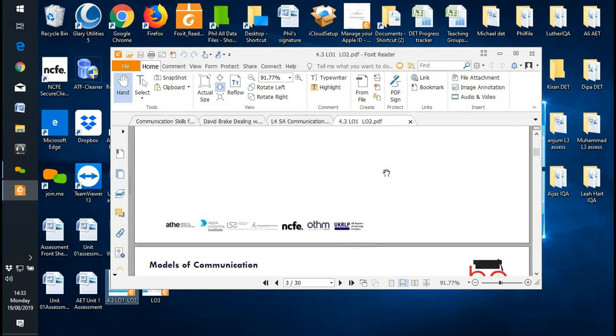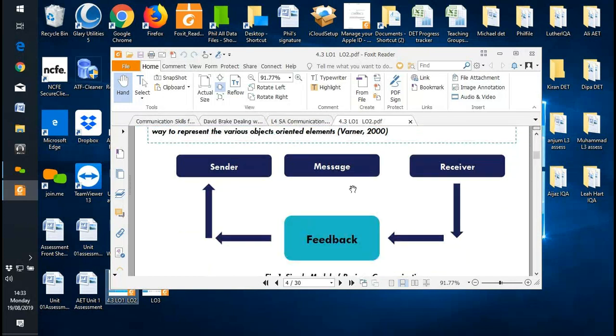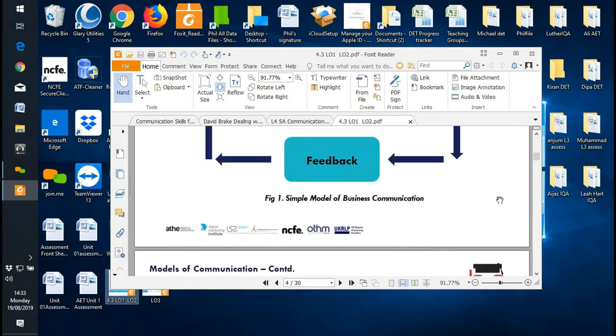So communication models. One business communication model, or a representation of the process, is that you have a sender. They send a message to the receiver, which decodes that message or receives it, and then feeds back that they have understood it or not understood it, as the case may be, or added more material to it so that the sender has more information. So that's a simple model of business communication, and quite often the simple models are the best.